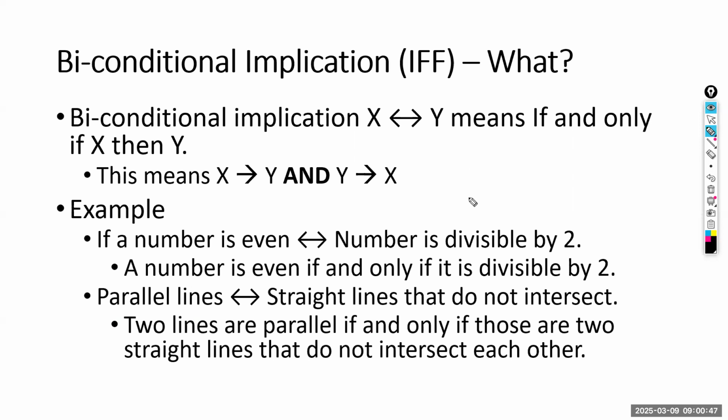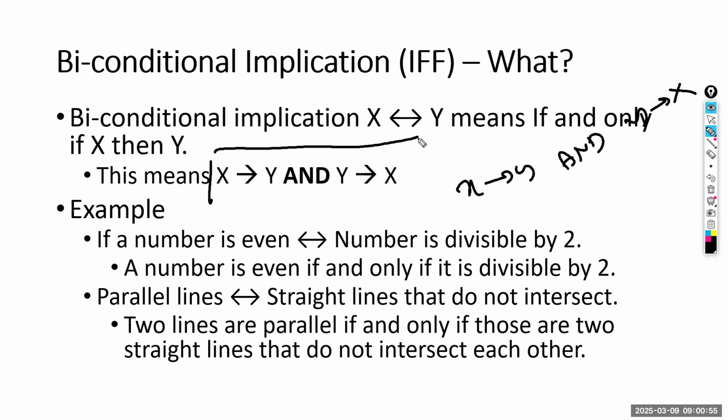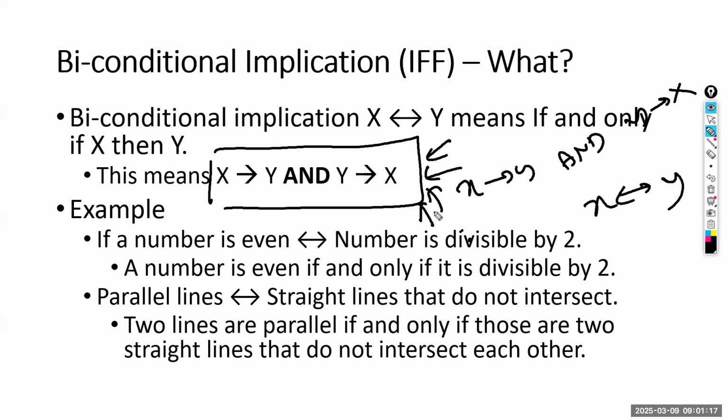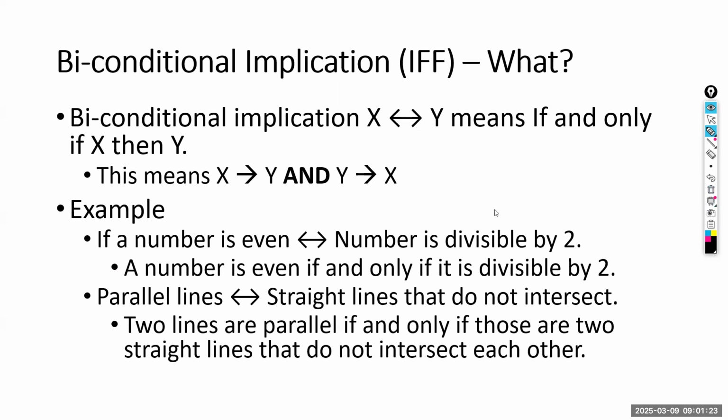So if and only if means if x implies y and y implies x. Simple as that. So if we have a statement like x implies y and y implies x, we can say x biconditionally implies y, or x if and only if y in logic. Okay. So there are such statements that a person can claim. But definitely you can't say that for here, right?